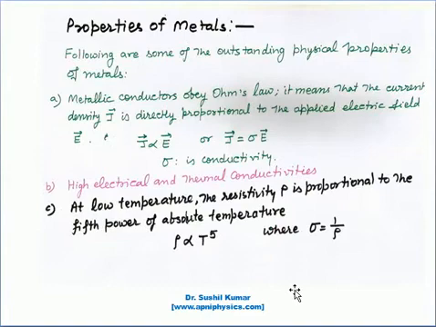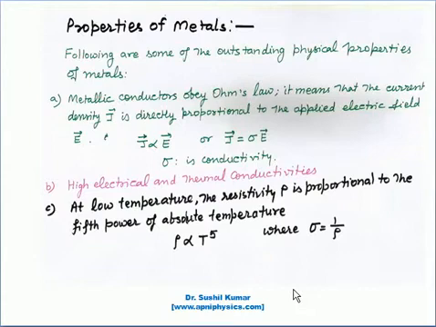So what are the properties of metals for which Drude and Lorentz proposed the idea of free electron theory of gases? In the first slide we have seen the idea of free electron. What is the free electron? Valence electron is the free electron. And now we will discuss the properties of metals.